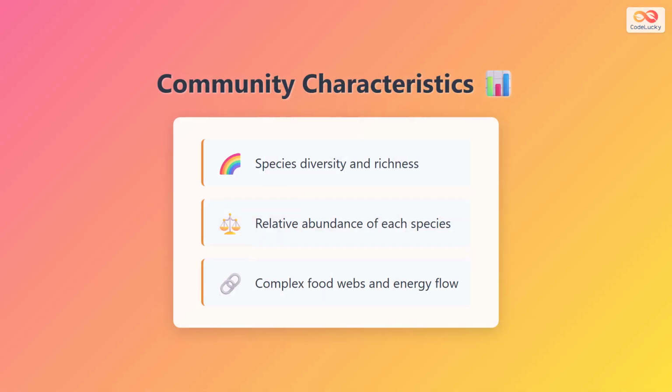Communities can be characterized in several ways. Species diversity and richness tell us how many different species exist in the community. Relative abundance describes how common or rare each species is. Communities also feature complex food webs and energy flow, showing how energy moves through different species.